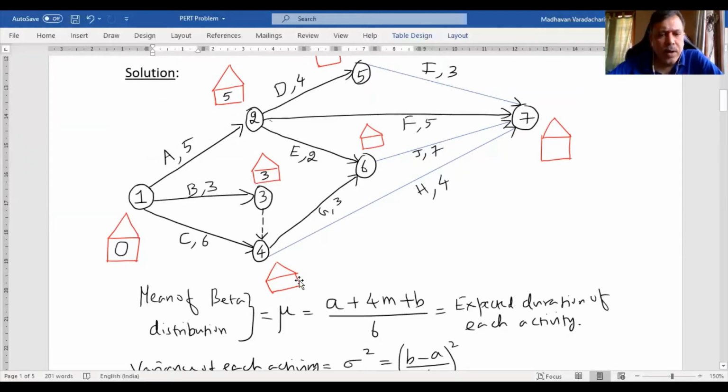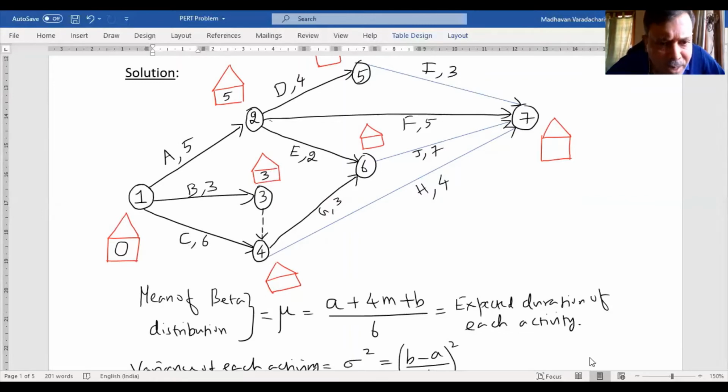Then node 4, I'm coming. I see how many arrows are coming to node 4. Node 4, 2 arrows are coming. One is coming from node 1. Another one is coming from node 3. If it comes from node 4, the duration is 0 plus 6. It is 6. But when it comes from node 3, it is 3 plus.